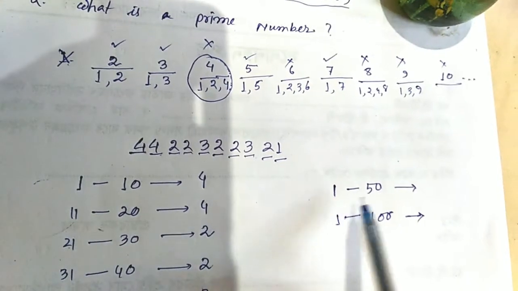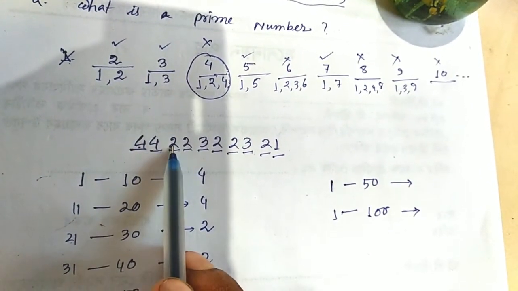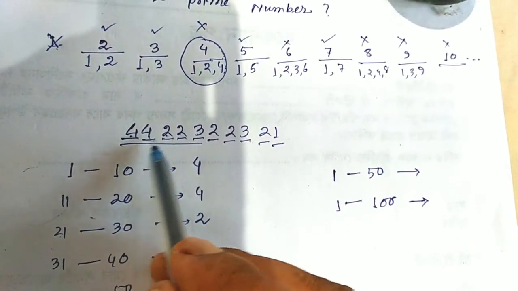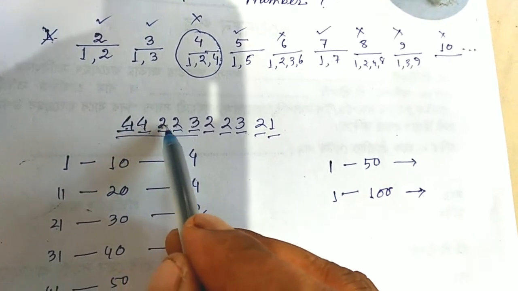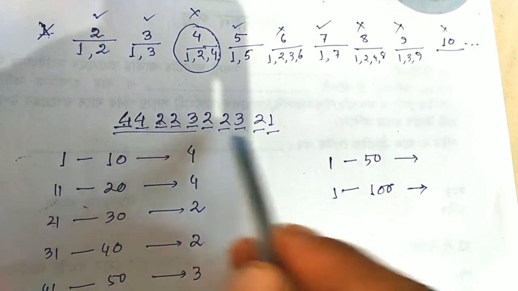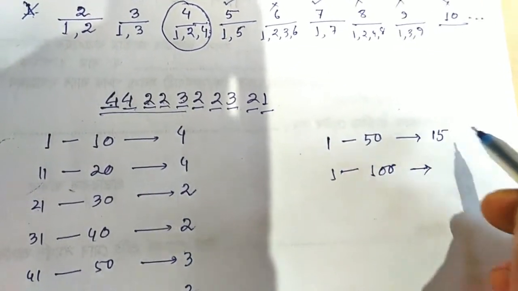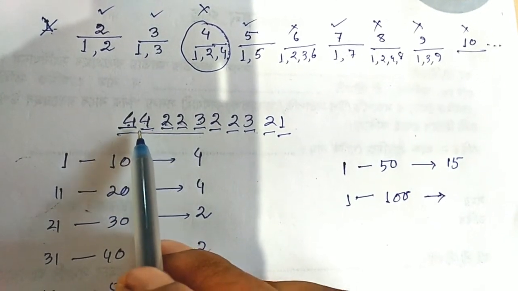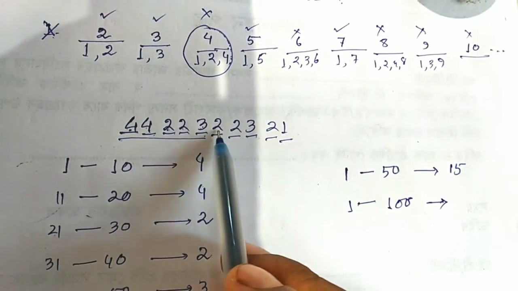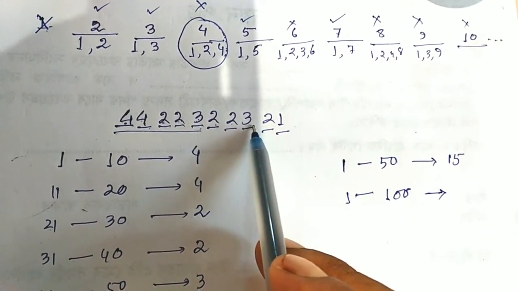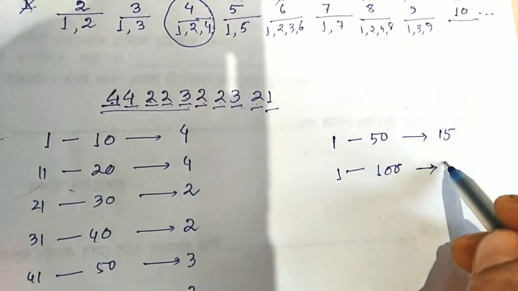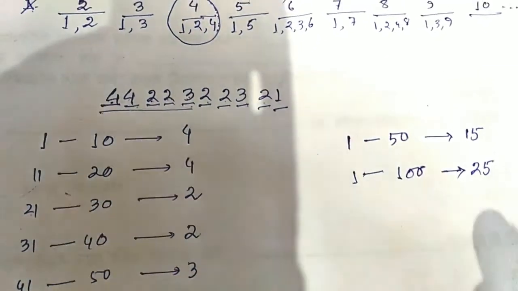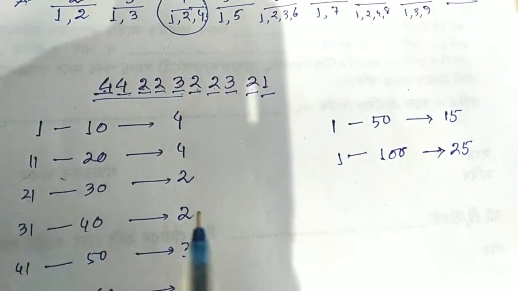Again, if we calculate from 1 up to 50, how many prime numbers are there? 4 plus 4, 8, 8 plus 2, 10, 10 plus 2, 12, 12 plus 3, 15. So there are 15 prime numbers between 1 and 50. And how many prime numbers are there between 1 and 100? We have 15, then 17, then 19, then 22, 24, 25. So we have 25 prime numbers between 1 and 100. This sequence is only to remember how many numbers there are.